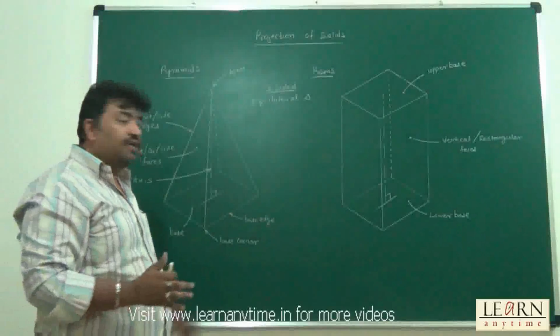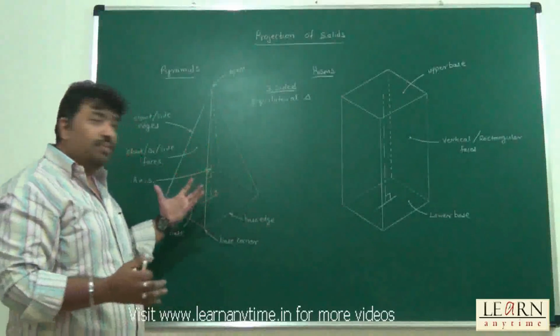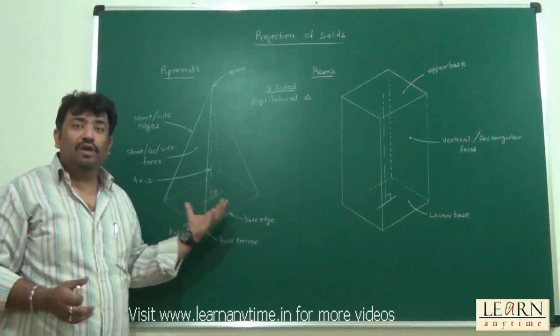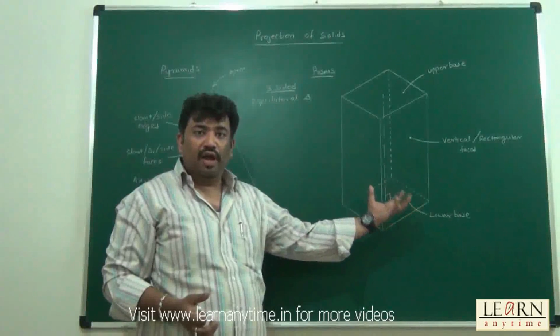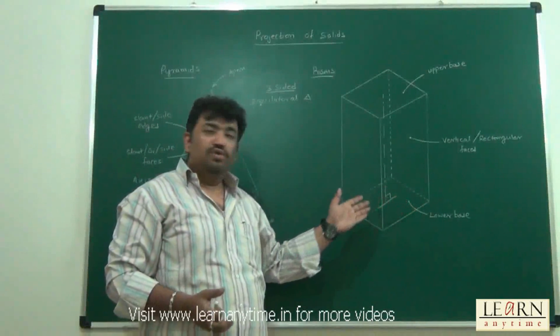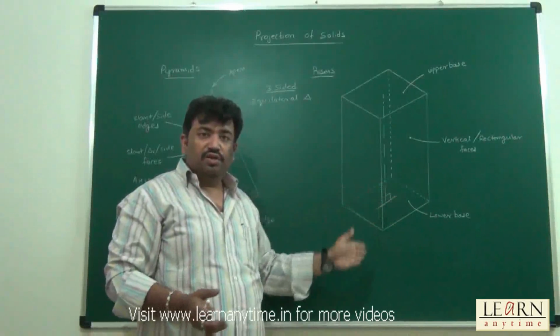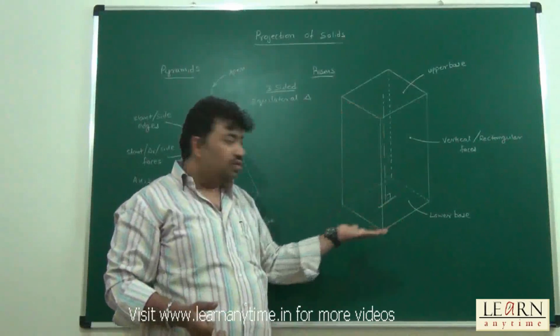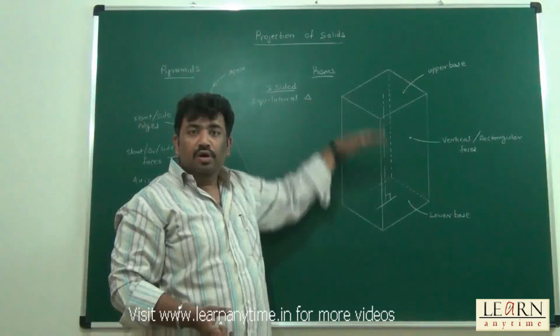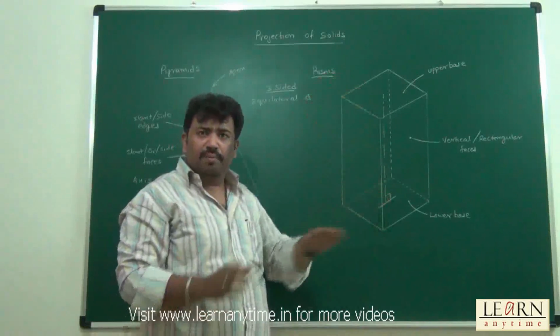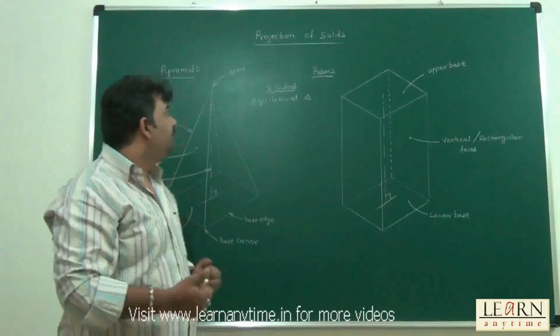That means if it is a triangular pyramid, the shape of the base will be an equilateral triangle. If it is a triangular prism, the shape of the base will be an equilateral triangle. So there will be only 3 corners, 3 vertical faces. There will be an equilateral triangle at the bottom and an equilateral triangle at the top. The shape of the upper base and the lower base must be the same, right?